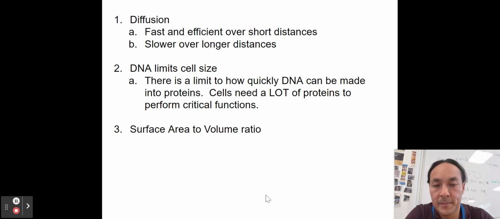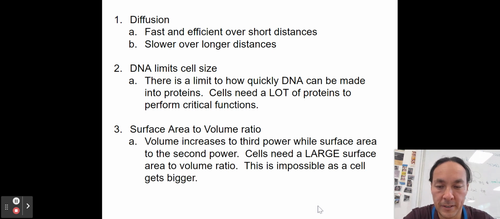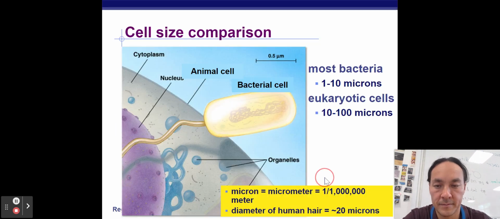Cell size is also limited by how quickly DNA can make proteins. Cells need lots of proteins to perform critical functions. So if you had a gigantic cell and you just have one nucleus of DNA, it wouldn't be able to get the proteins everywhere quick enough. And then surface area to volume ratio is what we just talked about.